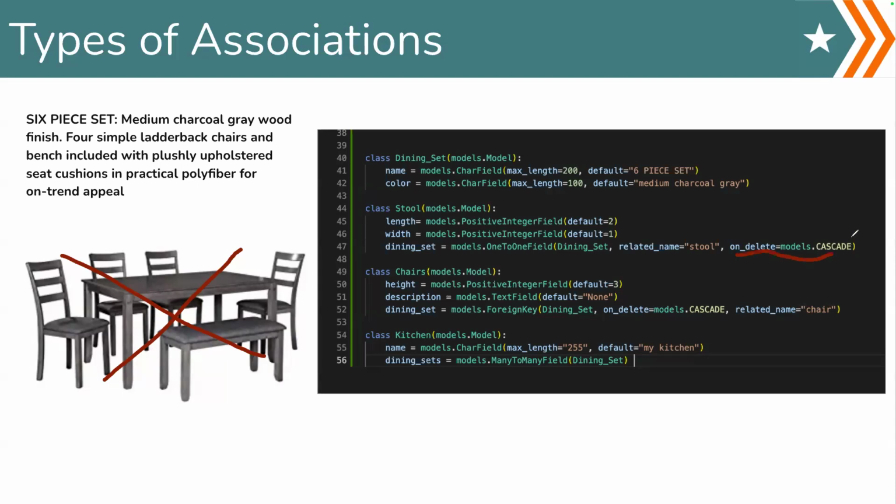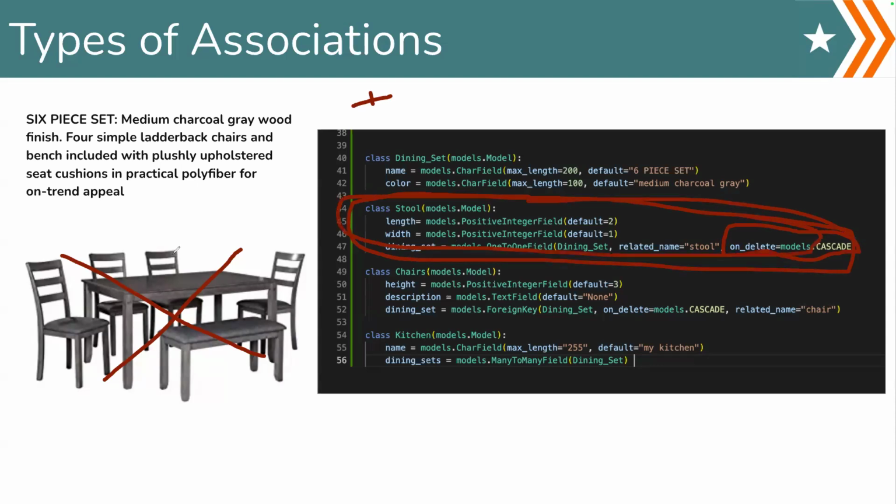So this models.cascade means, hey, if the stool is tied to, let's say, the entry of one from the dining set, and the entry of one is deleted, then so should this stool be deleted along with it. It's cascade because as one is deleted, it cascades to the next model, to the next, and to the next. Kind of like cascading style sheets. That's one way to think about it.